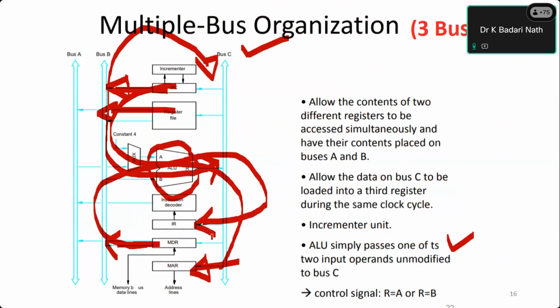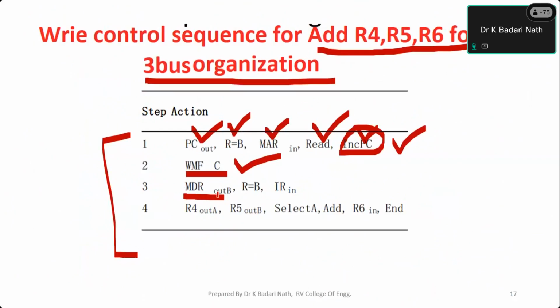So the second step is, MDR out, use the bus to copy from one bus to the other bus and write in the IR. So we finished the instruction execution. Now last step. Now this is the beauty of this 3-bus architecture. It's one clock cycle.